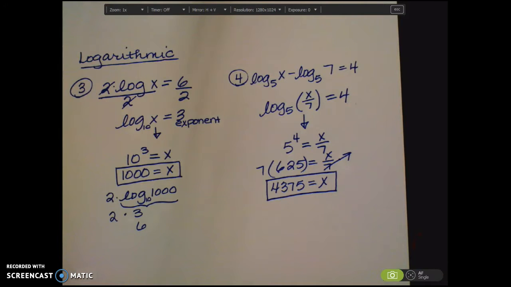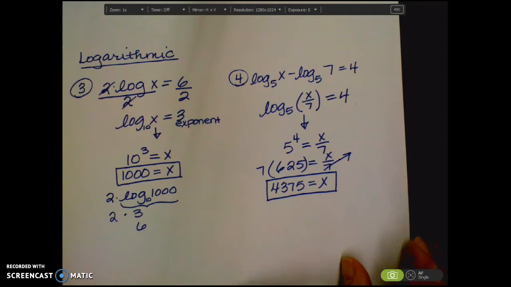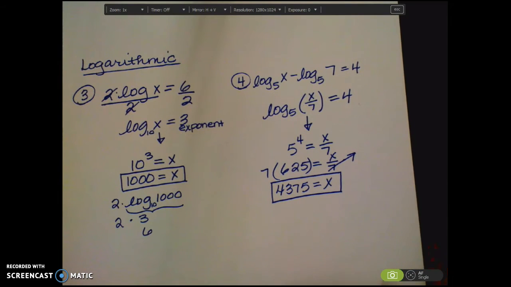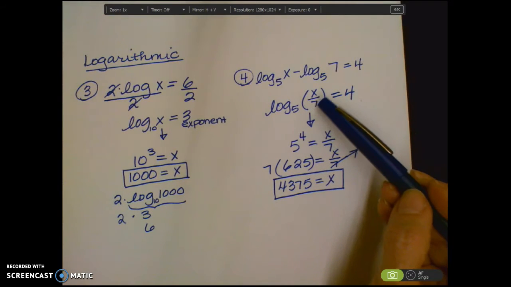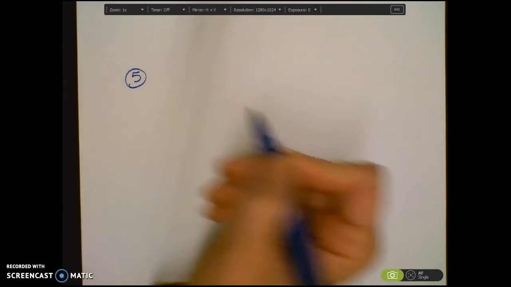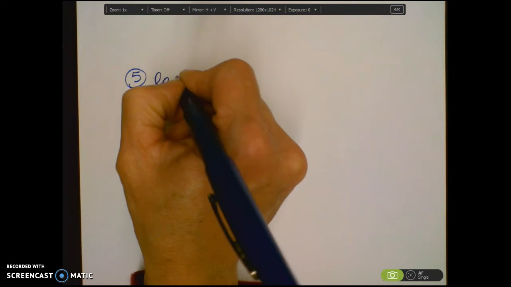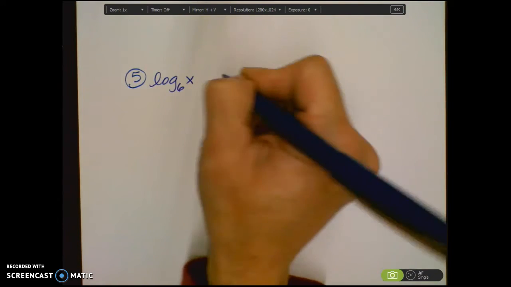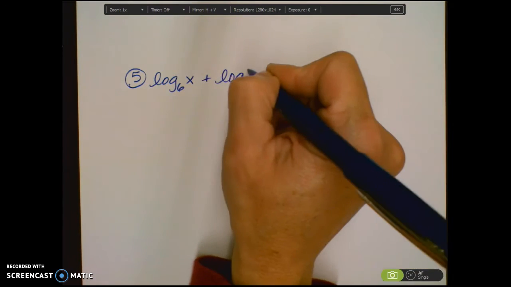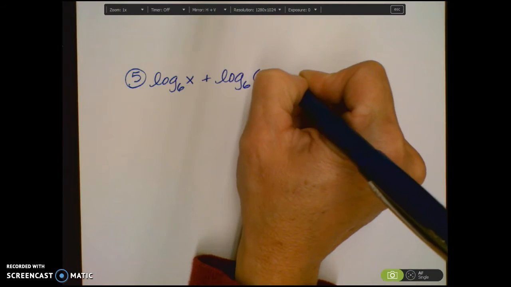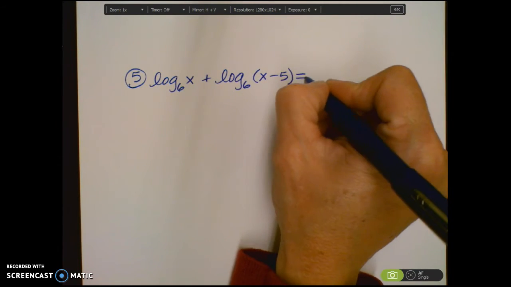And we're going to do one other logarithmic equation, and this one's another one that involves condensing in order to solve the equation. But I want to introduce it because it is slightly different than this simple quotient that we had in this case. So let's look at number 5. The log base 6 of x plus the log base 6 of the quantity x minus 5 equals 2.